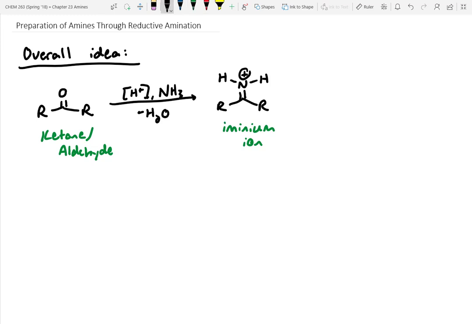And then in the next step, the whole goal is to do a reduction. When you do a reduction, you can convert that double bond between the carbon and nitrogen to a single bond. And you can end up making an amine this way. The nice thing with this is you can use primary amines or secondary amines, and so you can work your way around outside of primary amines. The interesting thing with this is we have to be super careful with the reductants that we use. But let's take a look at some problems.